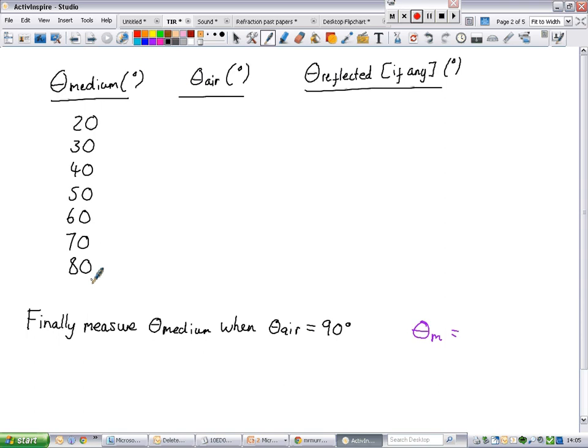Last of all, we measured the theta in the medium when theta in the air was 90 degrees. So in other words, it would look something like this. You've got your normal line, and that's passing through. It comes out like that, and this should have been, I think we figured out, around about 42, 43 degrees. That is the point beyond which no refraction happens. This angle here is your critical angle. That's the angle beyond which no refraction occurs.